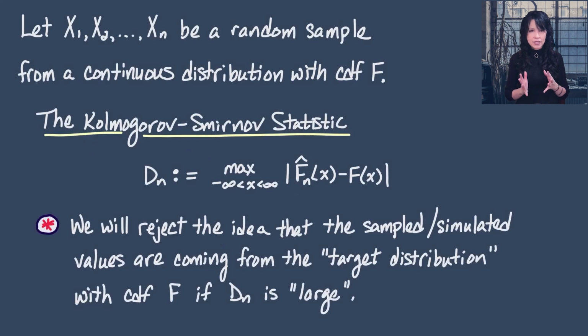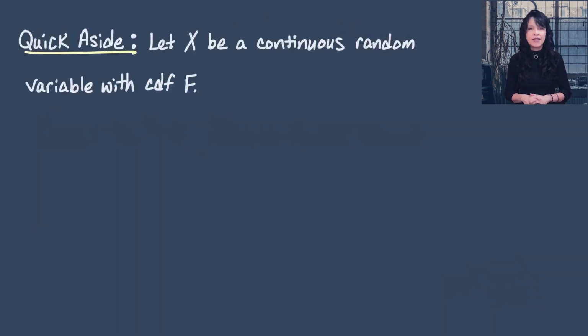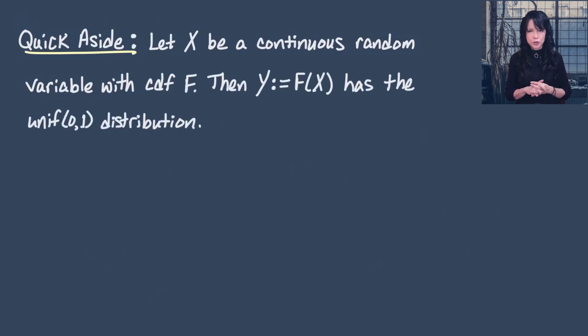As a quick aside, suppose that X is a continuous random variable with some CDF capital F. I'm going to define a new random variable. I'm going to call it capital Y by plugging capital X into its own CDF. A CDF alone is not anything random, it's just a function. But if I put a random input in, then I'll get something unknown and random out. And I'm going to call that Y. And I claim that Y has a uniform 0-1 distribution.